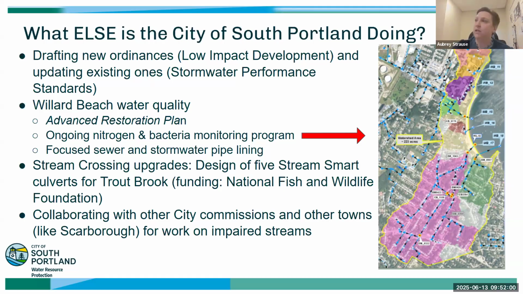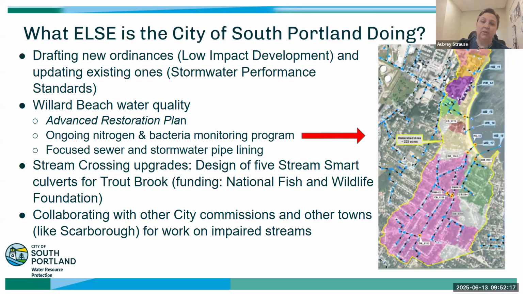I talked about Willard Beach. We do a ton of work at Willard Beach. That is continuing. The map on the right-hand side shows the subcatchments that go to Willard Beach. And again, that's what you'll see me out there sampling sometime in different points of that system to kind of get a sense of what we have going on where.